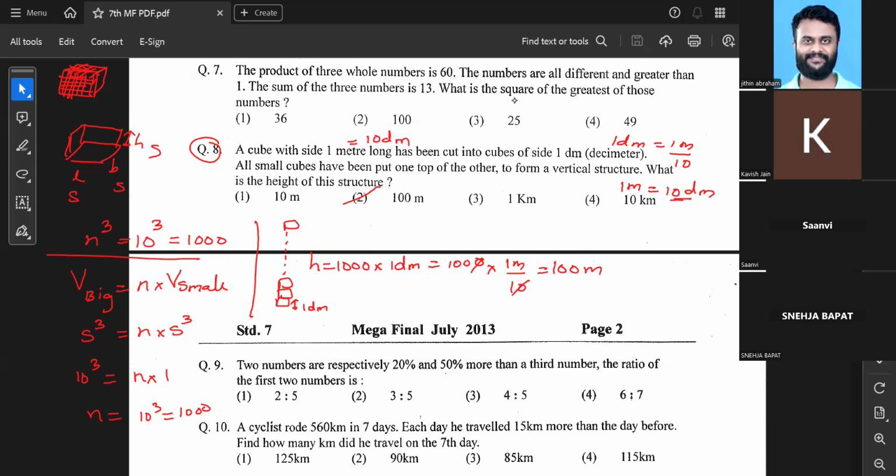I'll repeat this explanation once again. Pay attention. In the question, they have said you have a huge cube.